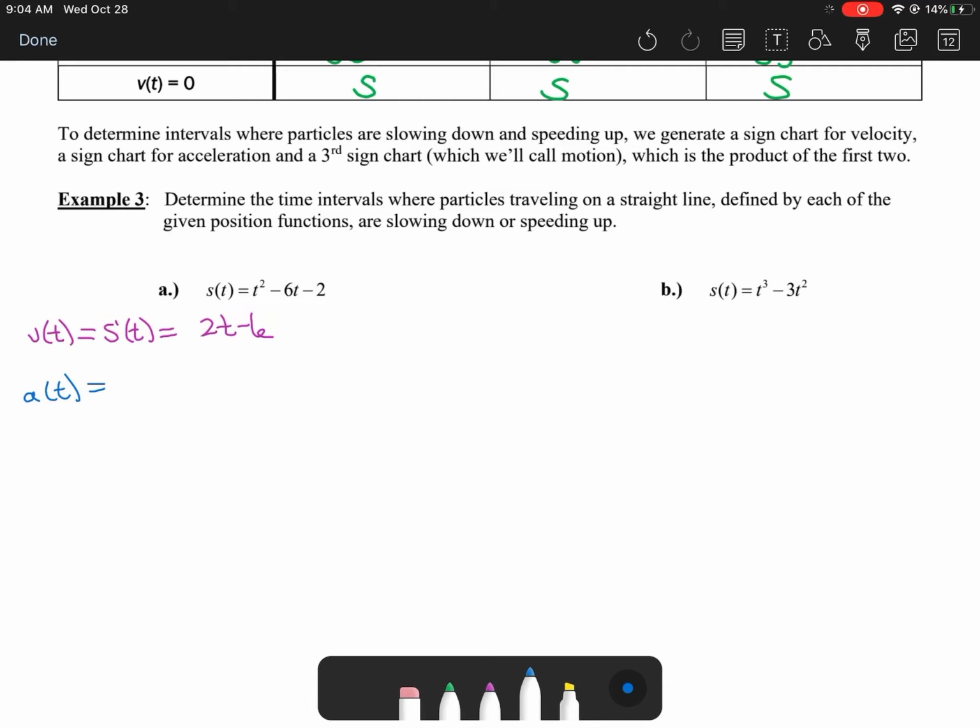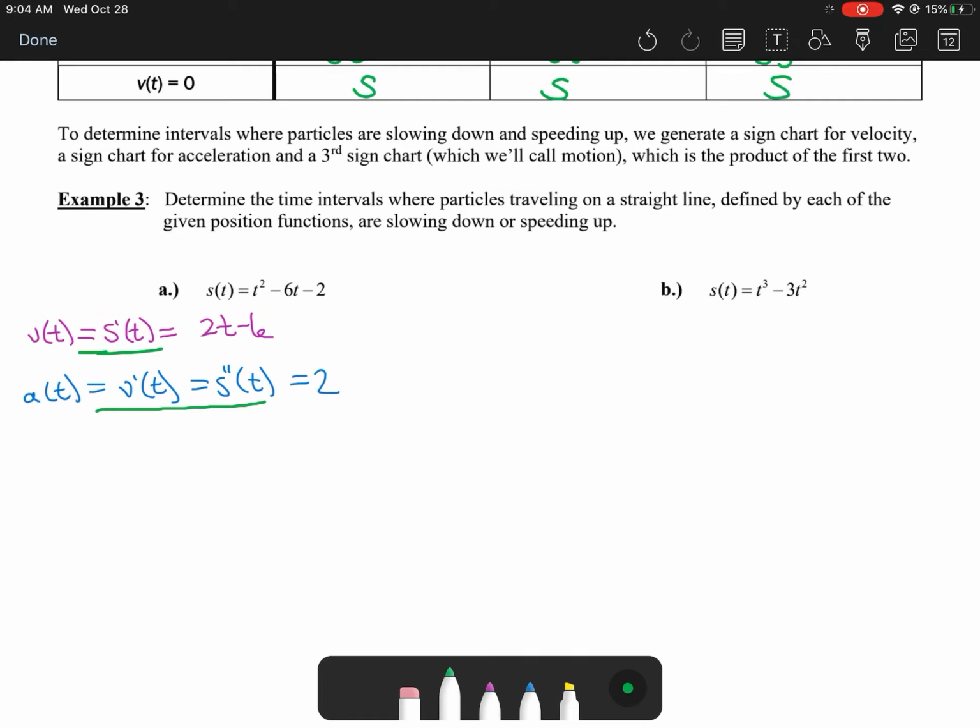And my acceleration, remember, is the derivative of your velocity, or your second derivative. In this case, it's 2. Just an FYI, you don't have to write this part here. This is just me reminding you in your notes how to find that. Okay, so I found my velocity, I found my acceleration.